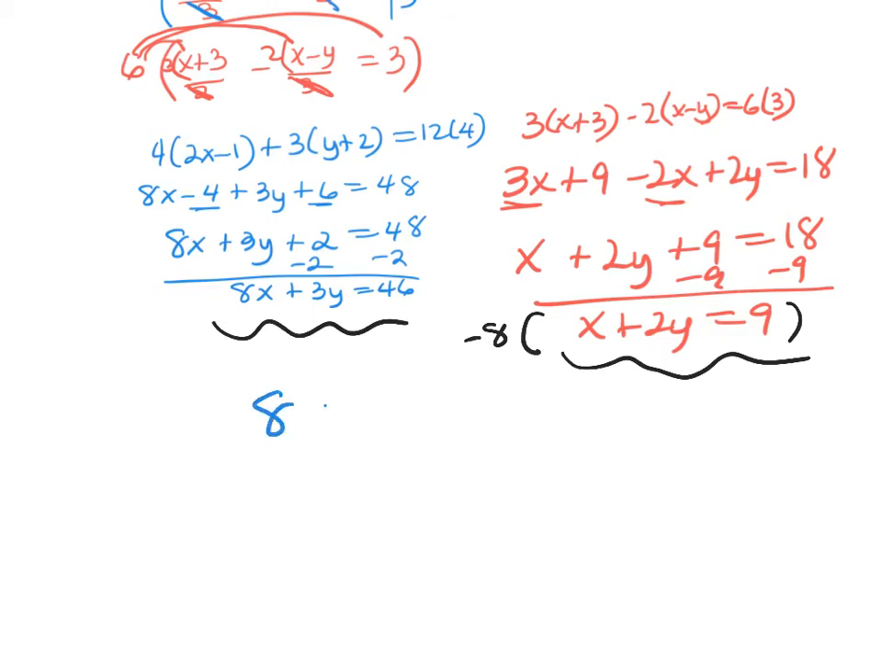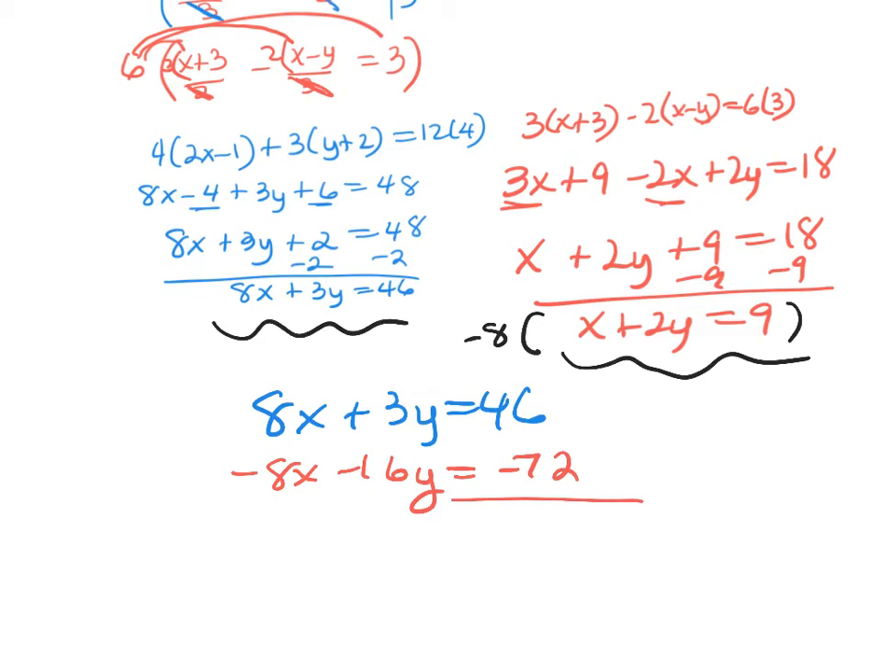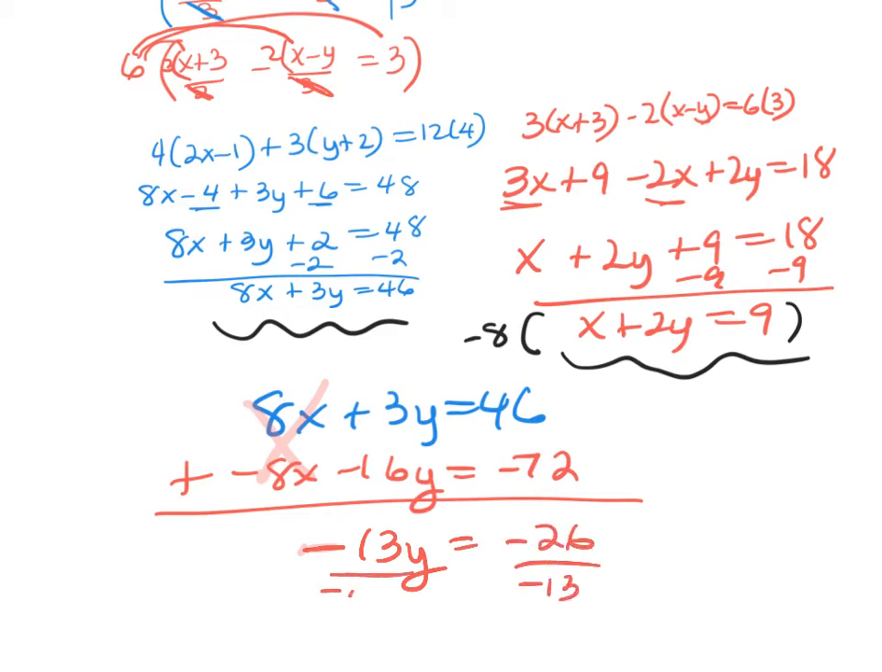So the blue one stays. The red one now becomes negative 8x minus 16y equals negative 72. The x's cancel. This becomes negative 13y, and then 46 minus 72 is negative 26. Divide by negative 13, and y equals 2.